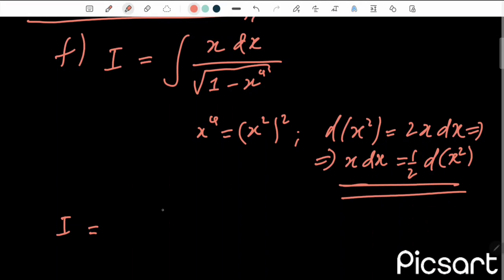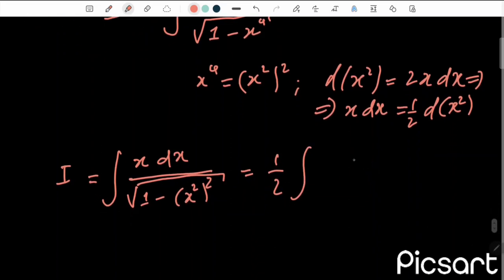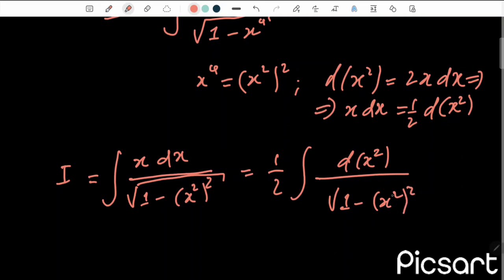I as equal to the integral of x dx over 1 minus x squared, and this is where we have x dx. We will substitute with this expression so that we have 1/2 integral of d of x squared over 1 minus x squared.